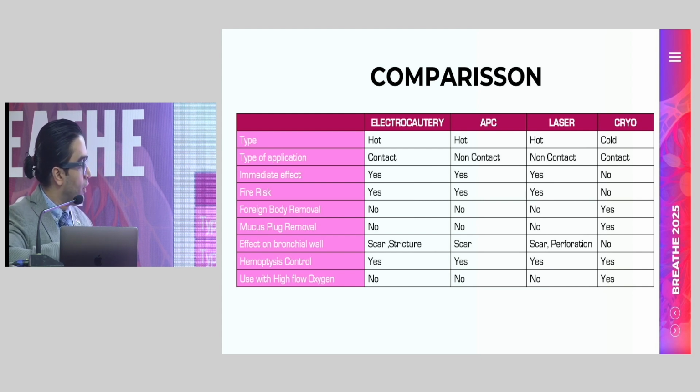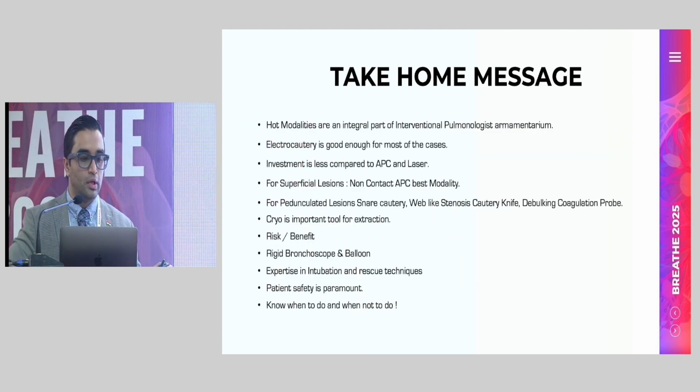And for hemoptysis control as well as for any stricture that can be there, you need to be careful with all these three tools. So hot modalities are an integral part of IP, and electrocautery is good enough for most of the cases. You need not go for an APC or a laser. Electrocautery will do the job in almost 90% of the cases. And for superficial lesions, APC is the best modality.